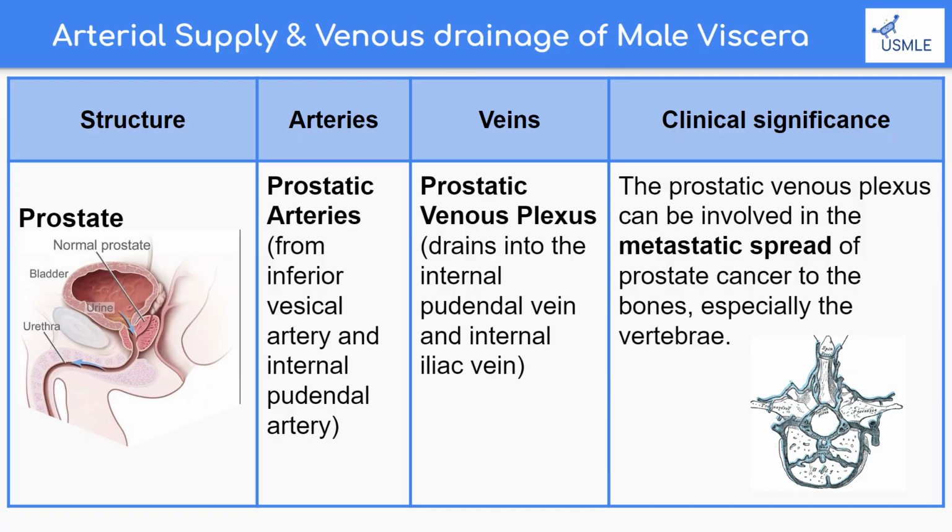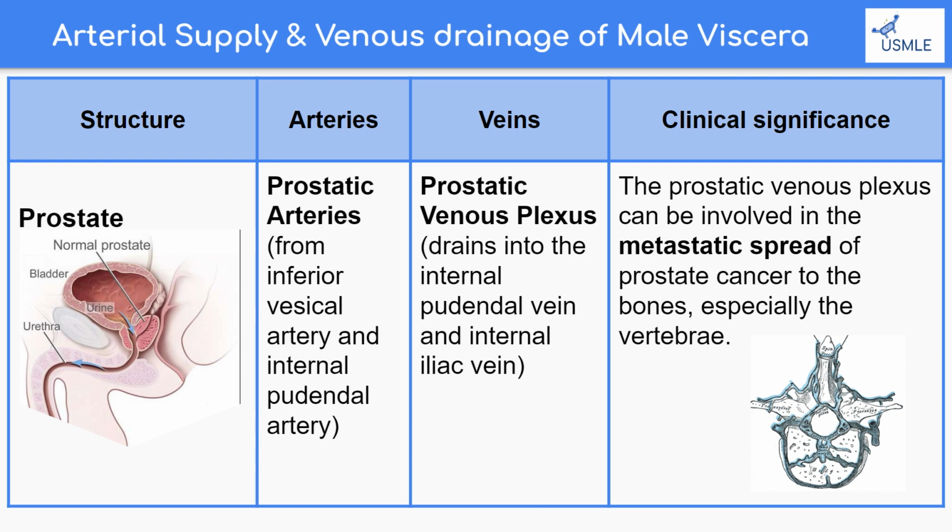The prostate is a small organ which produces seminal fluid and lies just below the bladder. It is supplied by the prostatic arteries from the inferior vesical and the internal pudendal arteries, and the prostatic venous plexus drains into the internal pudendal vein and the internal iliac vein. The prostatic venous plexus can be involved in the metastatic spread of prostate cancer to the bones, especially the vertebra.